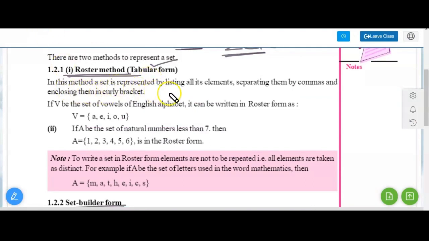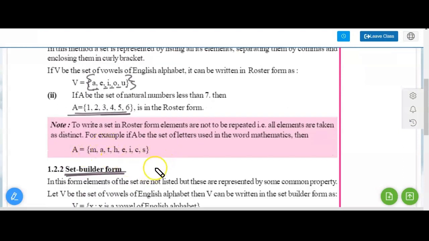In this method, a set is represented by listing all its elements separated by commas and enclosing them in curly brackets. So these are the elements in curly brackets, and all the elements in that are separated by commas. We call this form roster form. You can see here these are all in roster form, where you use curly brackets and the elements inside the set.